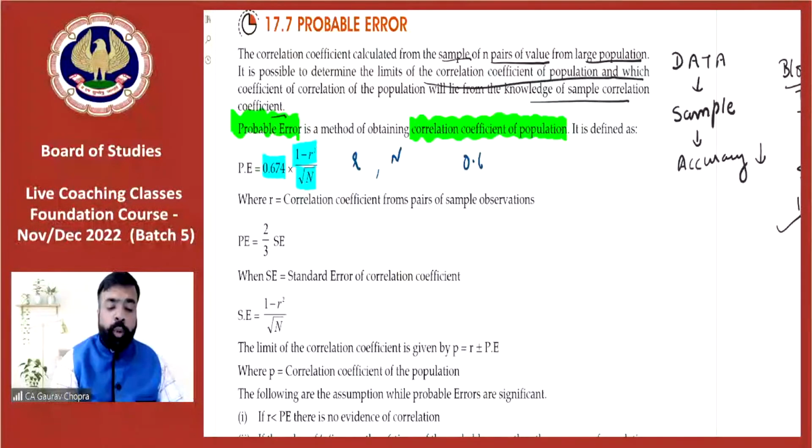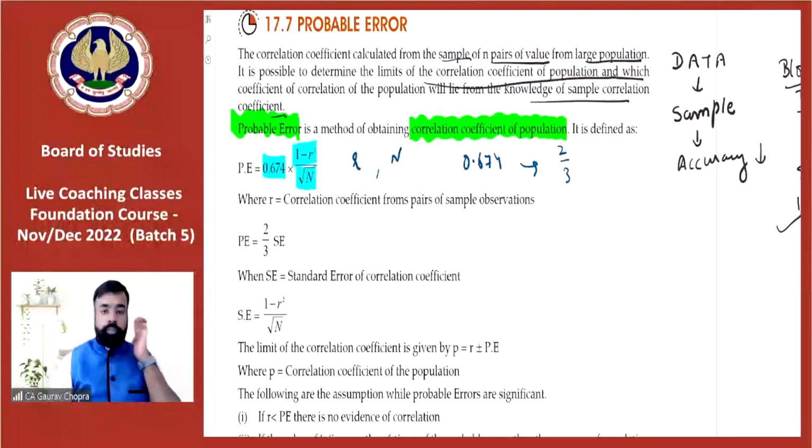And this 0.674 is a rough figure which is computed from the fraction. If we convert this into a fraction, it becomes roughly 2 by 3. 0.6745 is the exact value, but if we convert into a fraction, roughly it becomes 2/3. So that is why at some places you might find it as 2 by 3. So this is probable error.